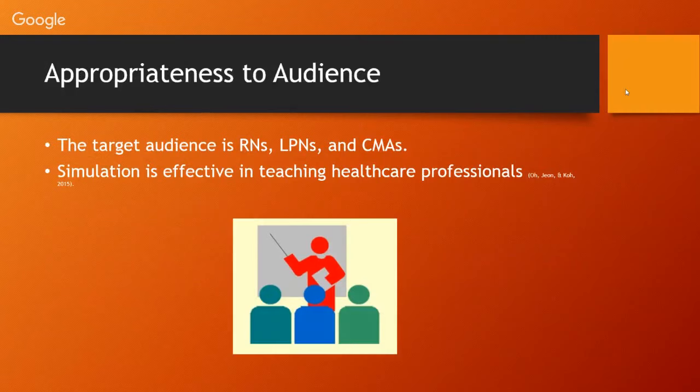The appropriateness to the audience. Once again, the target audience is RNs, LPNs, and CMAs. Simulation has been proven effective in teaching healthcare professionals.